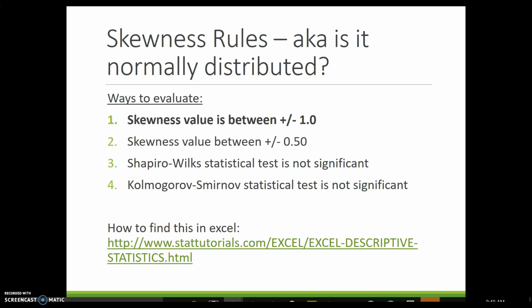So there's a new statistic, hopefully not too new for you, called skewness. And you're going to see it in SPSS and in Excel when we get to descriptive stats. We want this value to be between plus and minus 1. There are other ways to talk about skewness, but we're just going to talk about if the skewness value is between plus or minus 1, congratulations, we can call it normal enough.